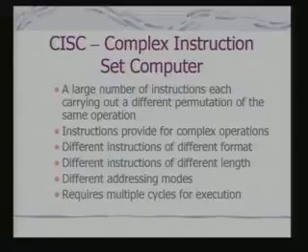A large number of instructions are typically found in the repertoire of the CISC processor, and they actually perform various complex tasks. And these instructions are typically of different length and different format, and they require in many cases a different number of clock cycles to execute. Also, such processors support a number of addressing modes.